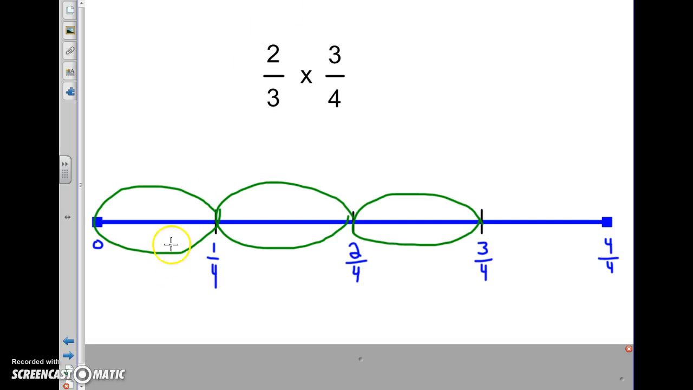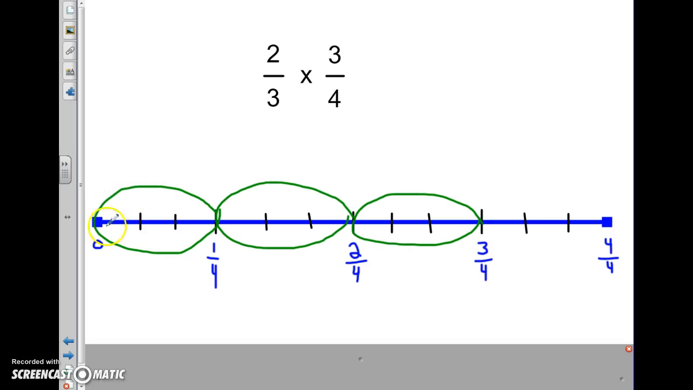So real quick here, that means we're going to have to find 2/3 of each of the fourths, which means we're going to separate each of these fourths into thirds. So again, just kind of eyeballing, it's not going to be exactly right, but okay. So each of these fourths I've divided into thirds, right? You can see that this fourth here I've divided into 1, 2, 3 parts. So they're in thirds.